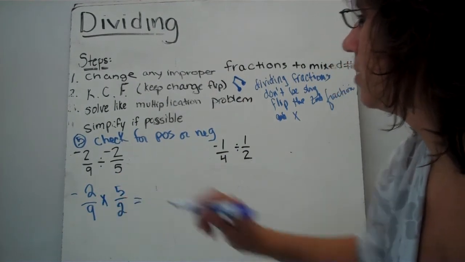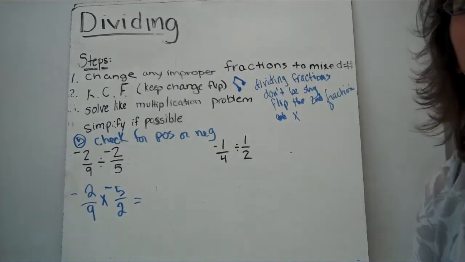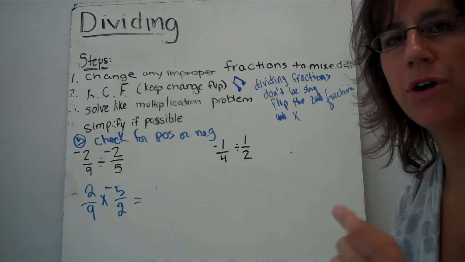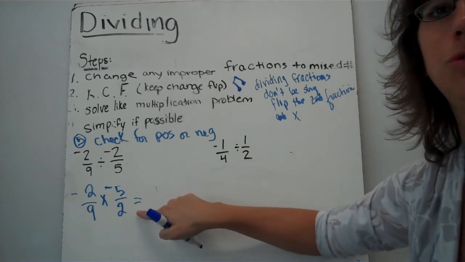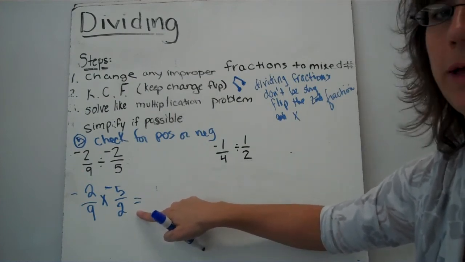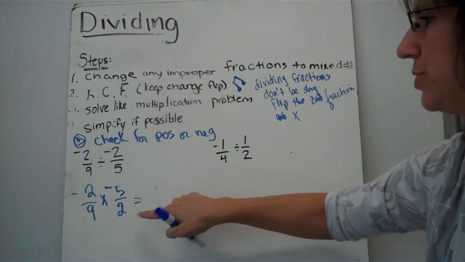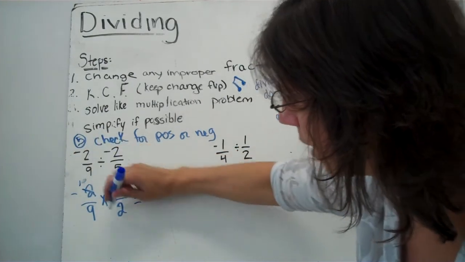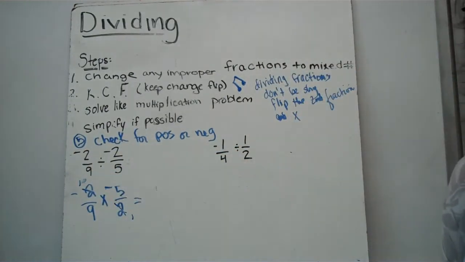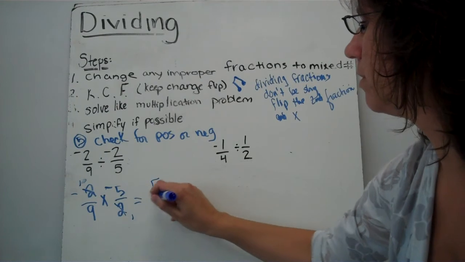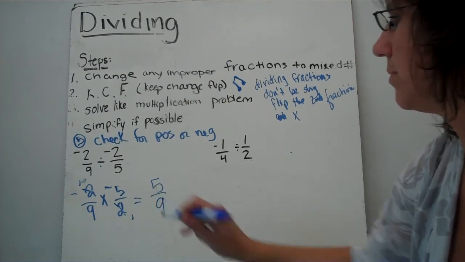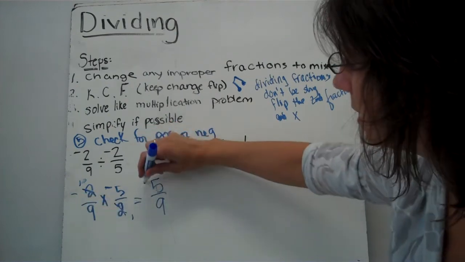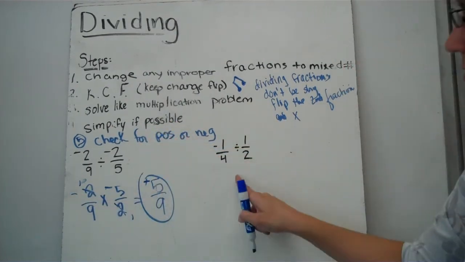I hope that brings back memories from what you've learned in previous years. Cross simplify. You can only cross simplify when you get to this stage. Do not cross simplify before you do the flip. Okay? Make sure you do your flip first. Then you can cross simplify if you know how to do that. If not, just go straight across. 1 times 5, 9 times 1. And now, is it positive or negative? Same signs, positive. All right, let's look at the next one.